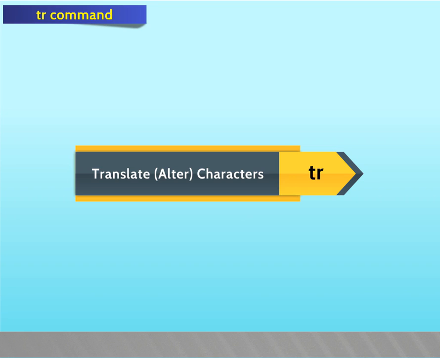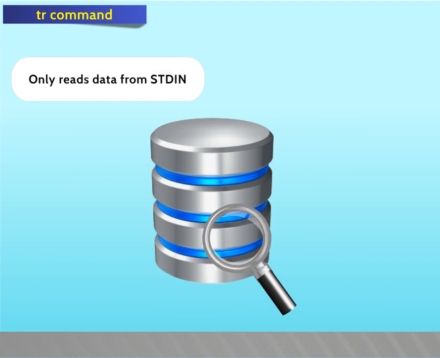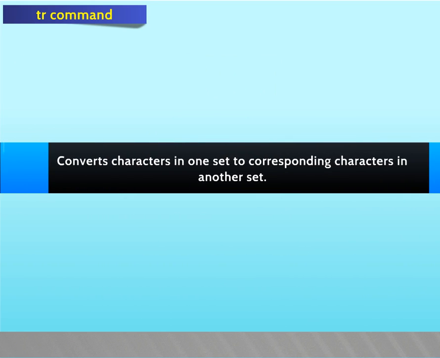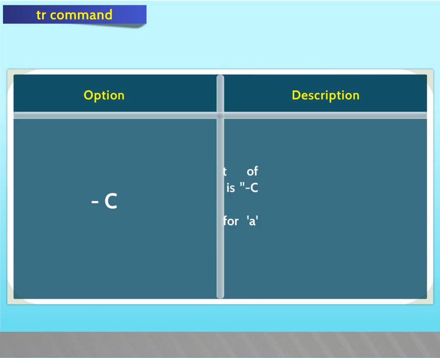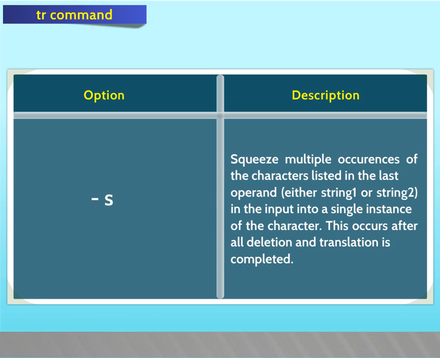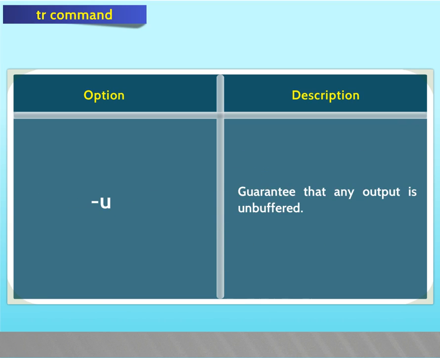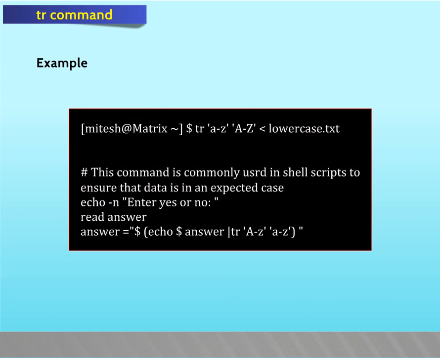tr, translate, that is, alter characters. It only reads data from stdin. It converts characters in one set to corresponding characters in another set. Options. Examples.